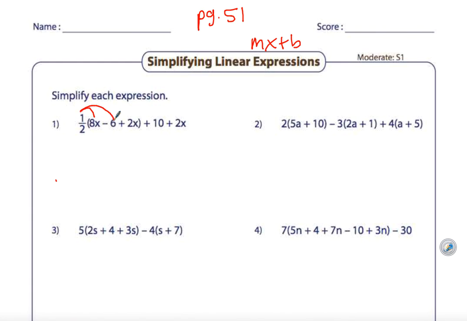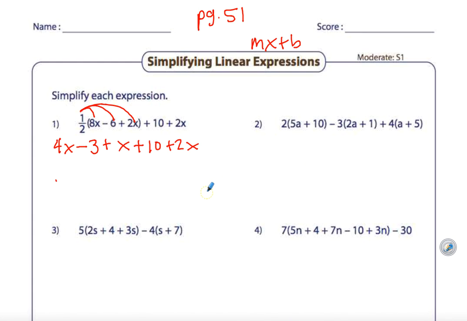So the first thing we're going to do on number 1 is take this 1/2 that's outside and distribute it to everything that's inside the parentheses, just so we can go ahead and get rid of the parentheses. So we would say 1/2 times 8x, which makes 4x, 1/2 times -6, which makes -3, and 1/2 times 2x, which would just make 1x. So then we would still have plus 10 and the plus 2x that were already there.